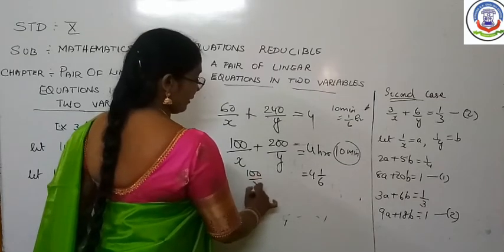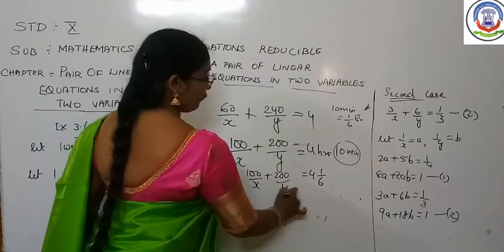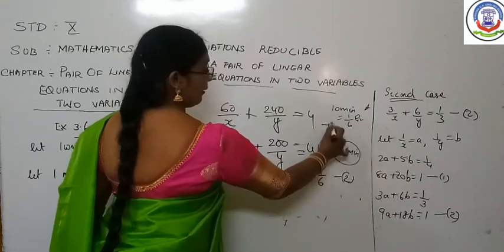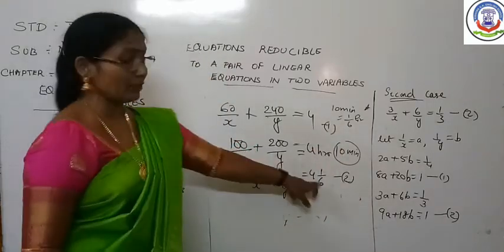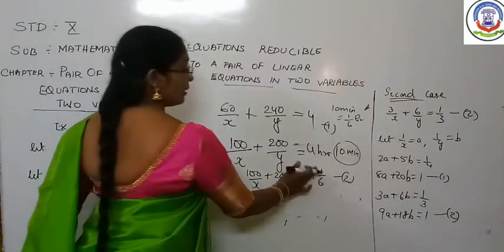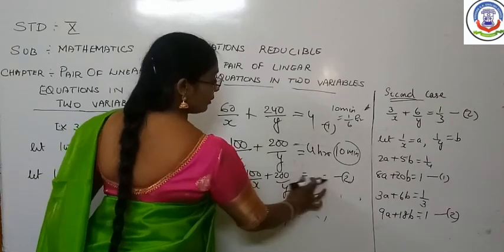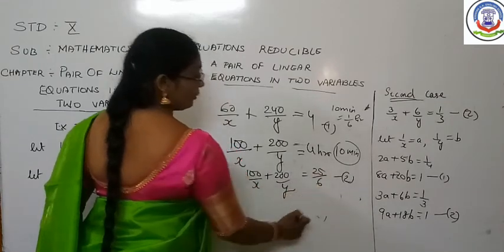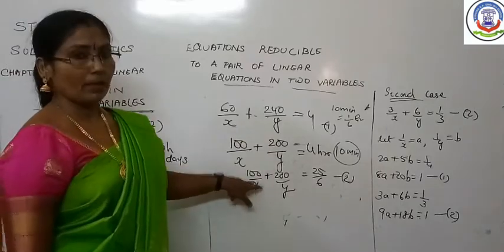So you will get 100 upon x plus 200 upon y is equal to 4 and 1 upon 6. This is a mixed fraction, so you can make it a fraction: 4 times 6 is 24, plus 1 is 25 upon 6. This is the only thing I want to explain. The remaining you can do.